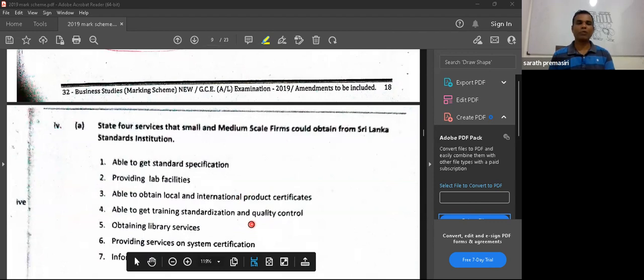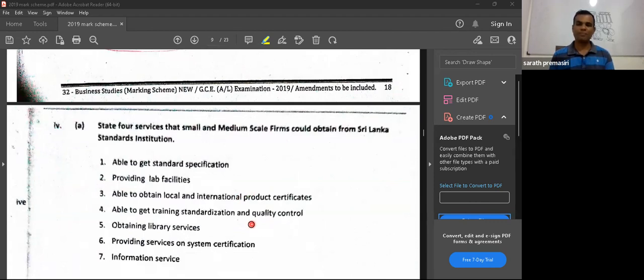Next one, able to get training, standardization and quality control. Training standardization, quality control, a formal system for that. Able to get training, standardization and quality control. Obtaining library facilities. Providing services on system certification.